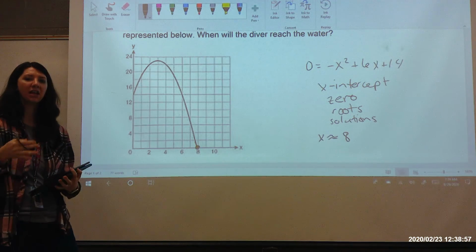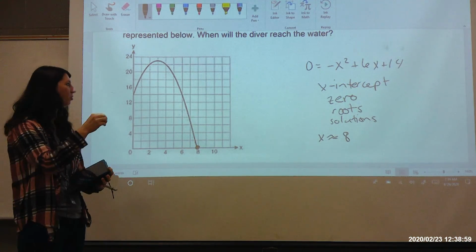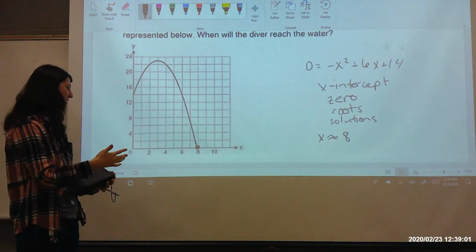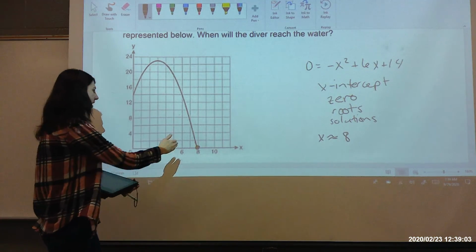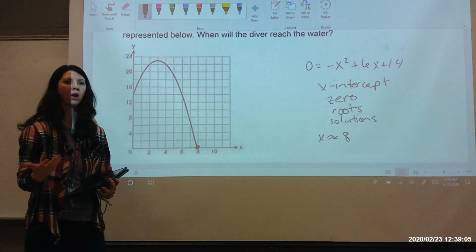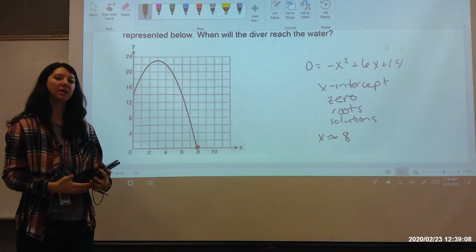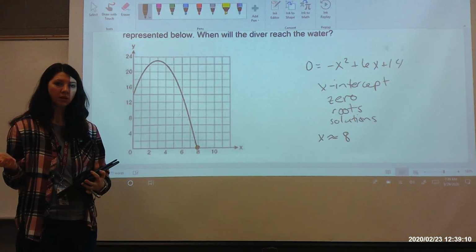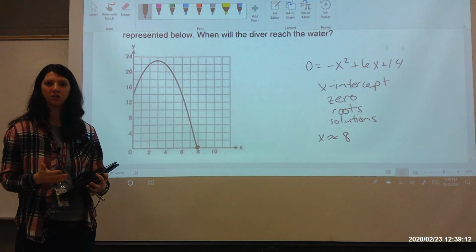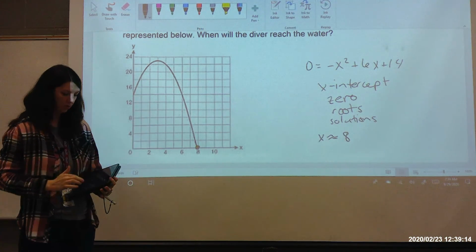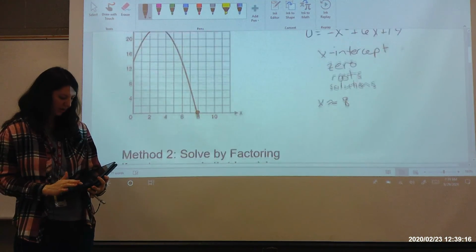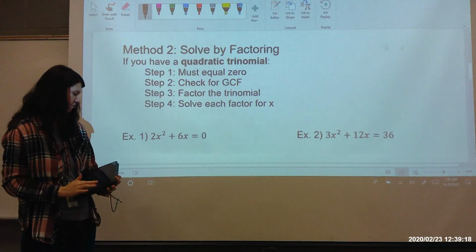Okay, the tricky thing about a graph though is unless it's on a perfect point, it's hard to tell what it is. So this one, I don't know if it's right at 8 or just before, and if it's just before, I don't know what the decimal is. So graphing is a handy visual tool, but it's actually not our most accurate tool, at least not by hand. All right, we would need technology to do that. So let's actually look at the second method, which is solved by factoring.